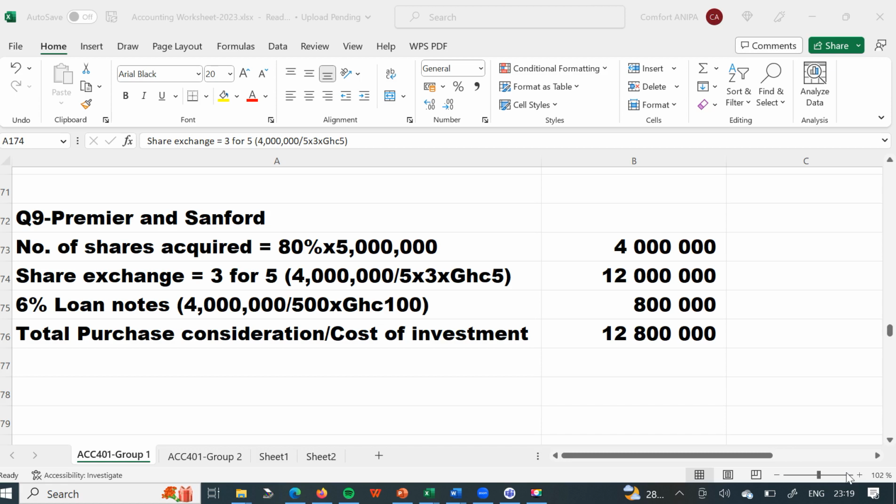Now you have your purchase consideration, and your NCI, which is 20% of 5 million times 3.5. You can now calculate the goodwill. So now go ahead, calculate the goodwill in this question.